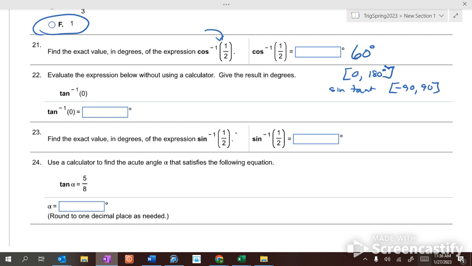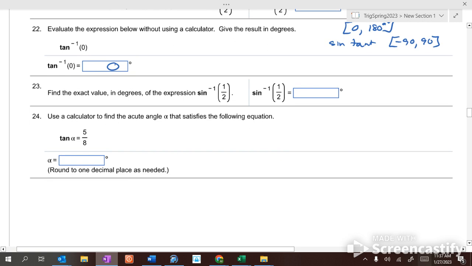Well, that's where the sine is 0 and the cosine is 1, which is at 0 degrees. Just look at your unit circle. Where is the sine equal to 1/2? Well, looking at your unit circle, somewhere between negative 90 and 90, it's at 30 degrees. Okay? So you just have to look where those are.